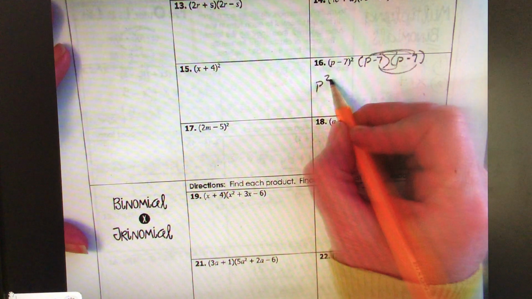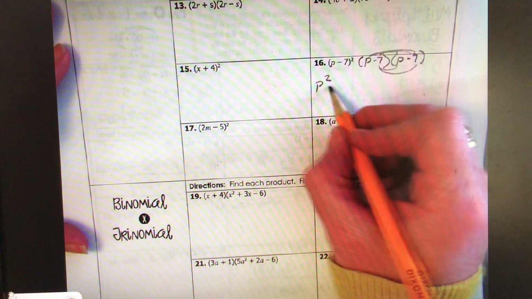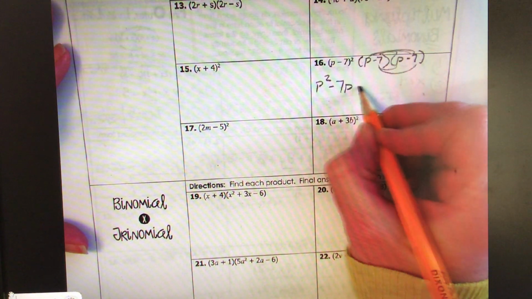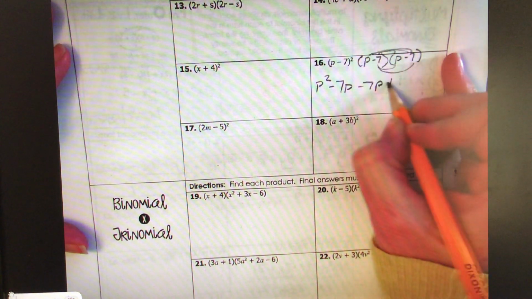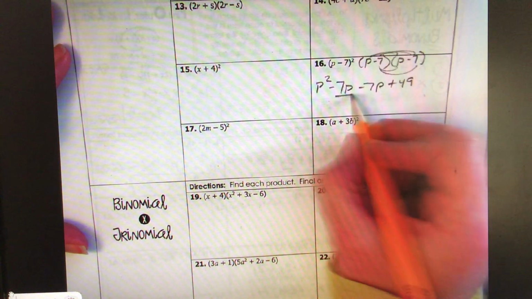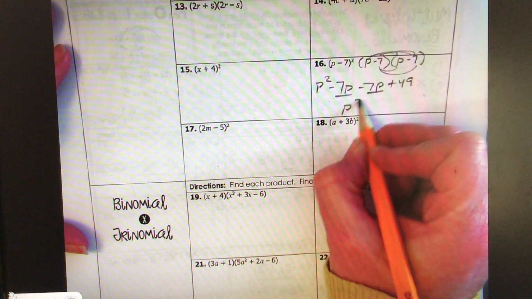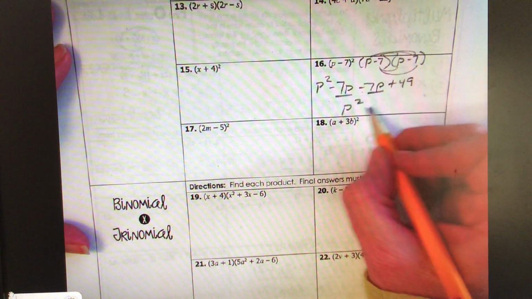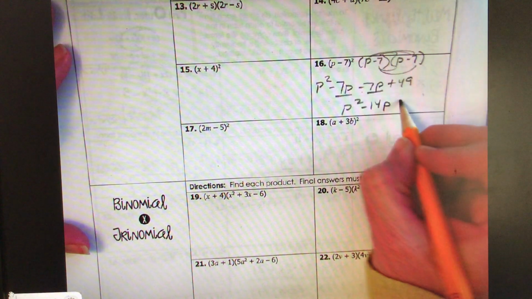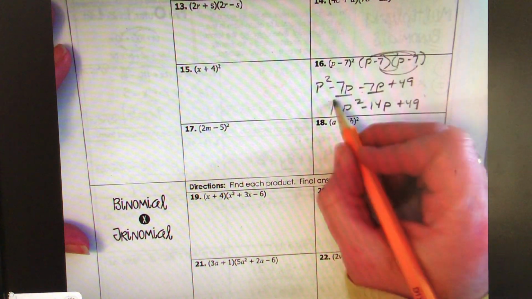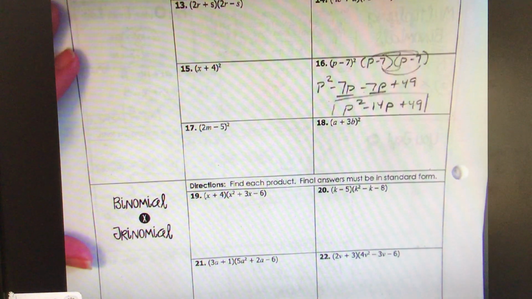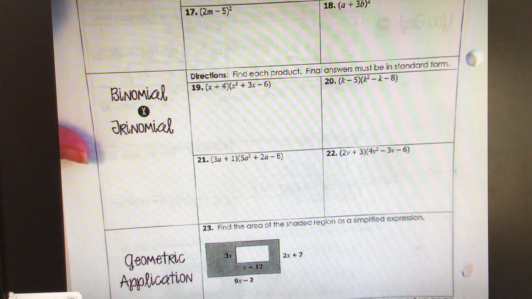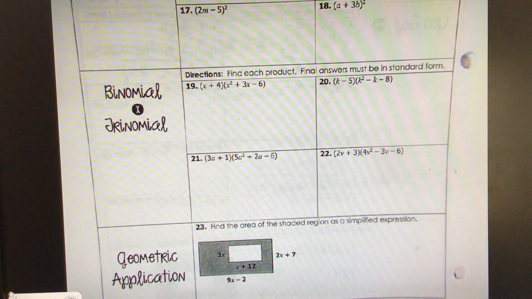So here we go, we have p squared minus 7p minus 7p plus 49. And then I can think about negative 7p minus negative 7 is negative 14p plus 49. Okay. So now if I go down to the binomial by trinomial.